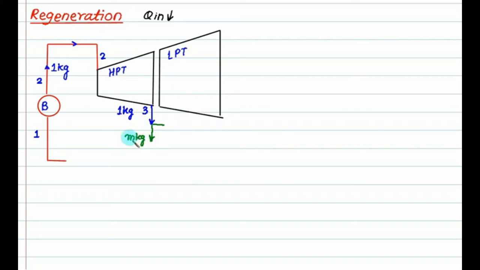Naturally it is a fraction, because this is 1 kg and m kg is extracted, say 0.2 or 0.3 kg. The remaining steam is equal to 1 minus m kg, at the same state 3. So the enthalpy at all these points is the same, only the mass is divided. This enters the LP turbine at state 3 and expands to state 4. The mass is 1 minus m.